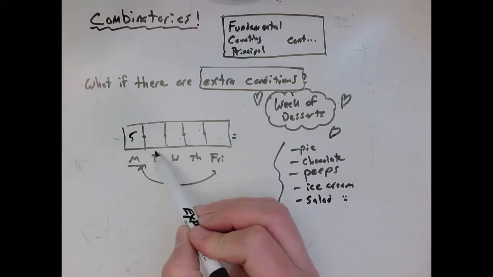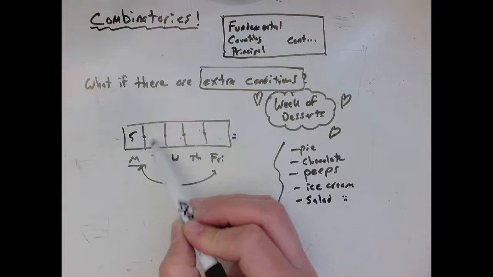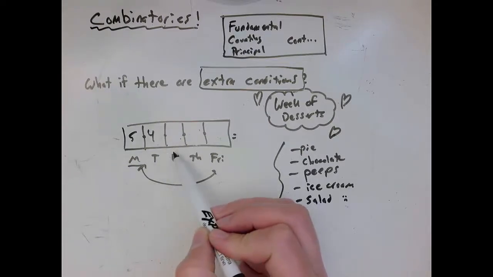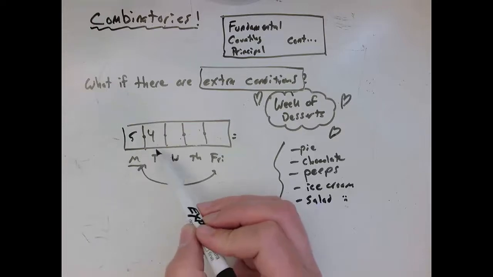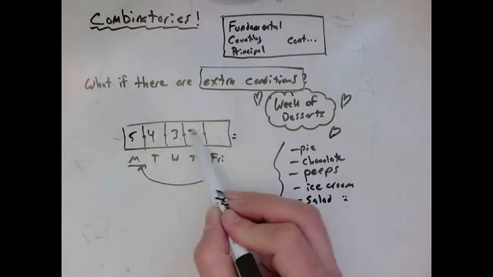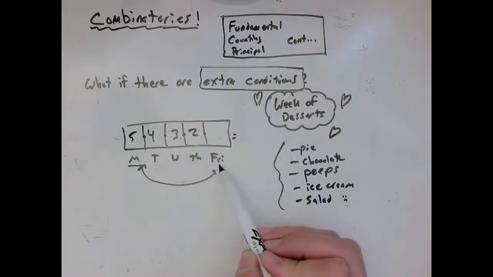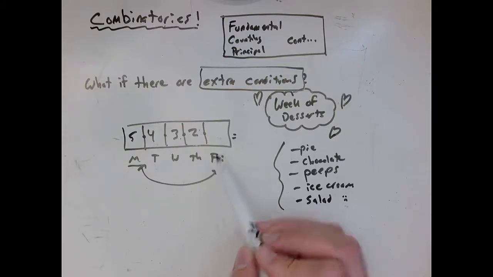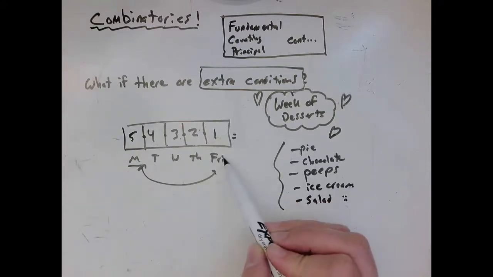On Tuesday, I'm not going to choose my Monday dessert, so I only have 4 options left. And on Wednesday, I'm not going to choose my Monday or my Tuesday dessert, so now I only have 3 options left. And then on Thursday, I only have 2 options left. And by the time I get to Friday, I have to eat the one that I didn't choose so far, which is probably salad. So there's 1 choice left.